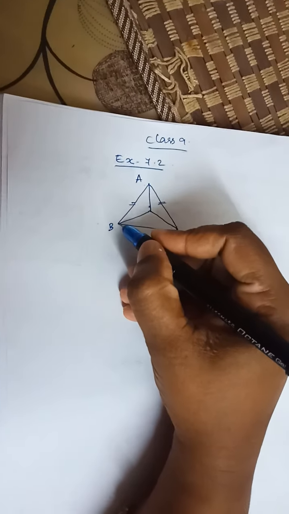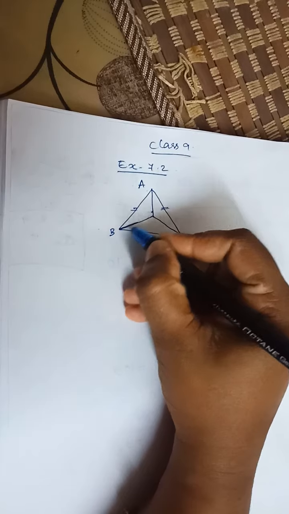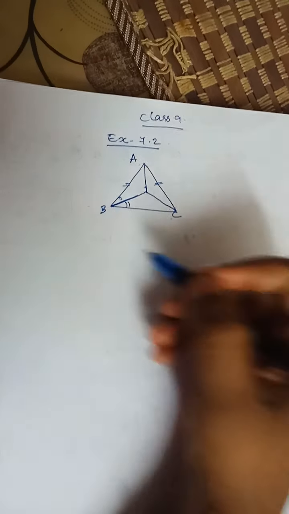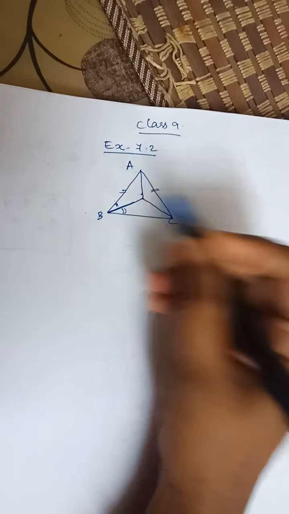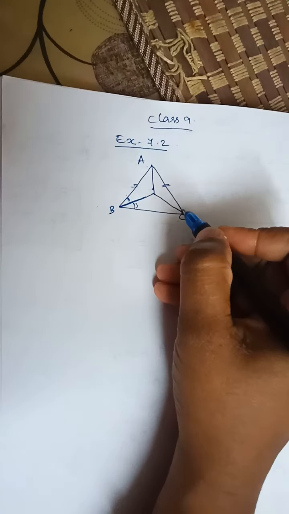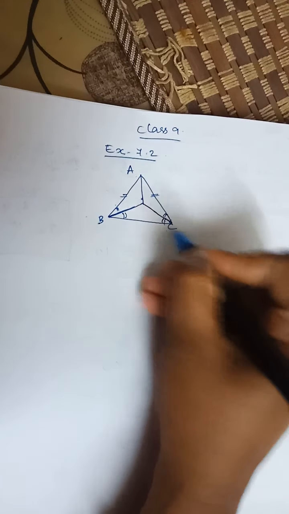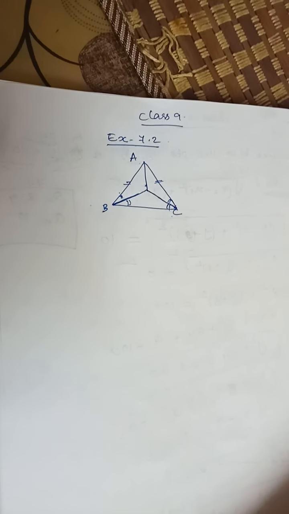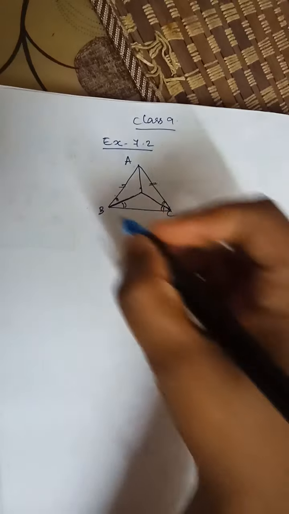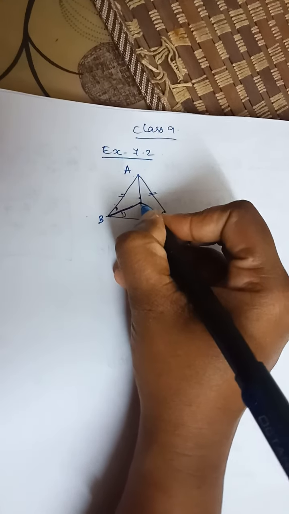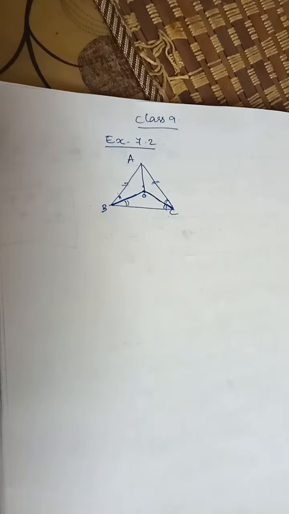The bisector of angle B. Bisector means this line is dividing the angle into two equal parts. So these two angles are equal. Bisector of angle B and angle C. So this line also divides the angle C into two equal parts. So these two angles are equal. They intersect each other at a point. So the bisectors of these two angles are intersecting here. We can call this point O.